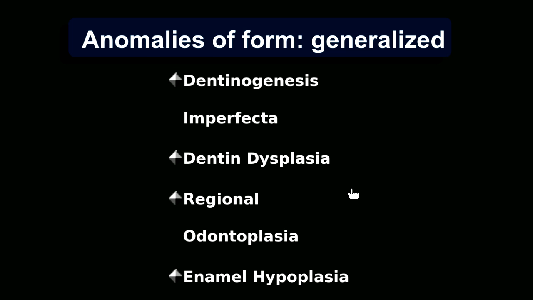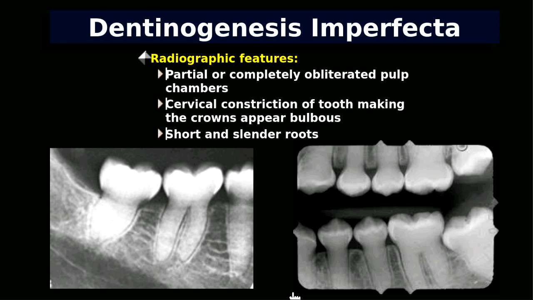Some of the abnormalities you can also see: dentinogenesis imperfecta, dentin dysplasia, regional odontodysplasia, enamel hypoplasia too. So you can see the dentinogenesis imperfecta. You can see partial incomplete obliteration of the pulp chamber, constriction of the cervical area, and the crown is bulbous, right? It matches with the other description, which is the cervical constriction here. Also, the roots are short and slender too. You can see that generalized all over, right? There is a dentinogenesis imperfecta.